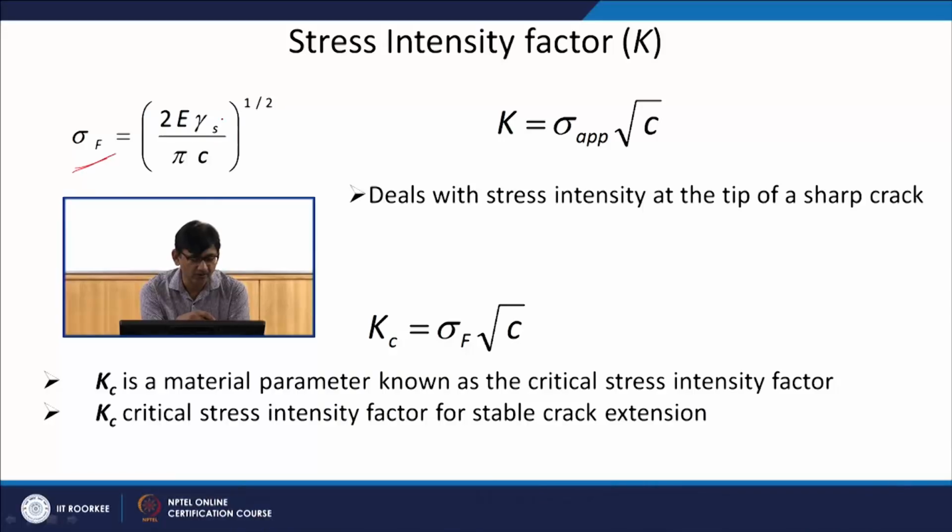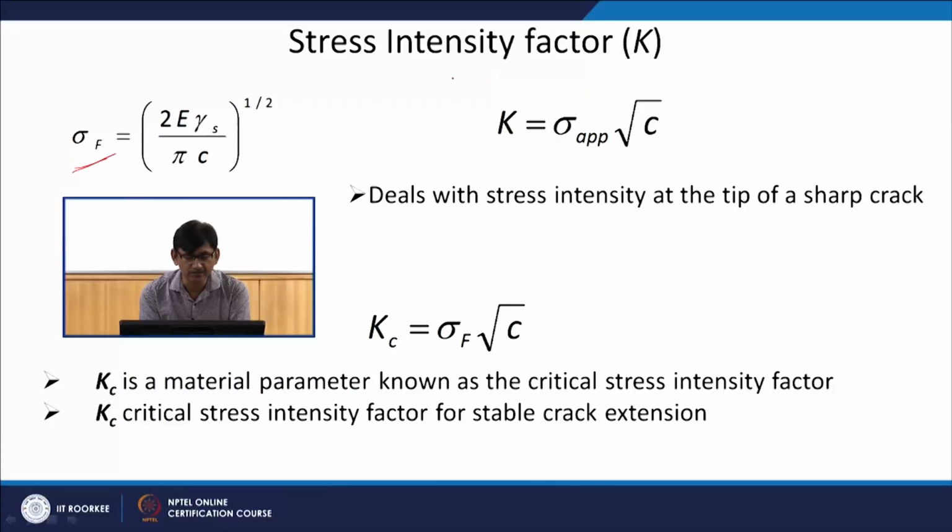Now, the problem with the Griffith equation is that you have a parameter which is the surface energy, gamma s, and it is very difficult to find this in all kinds of material. If you change the composition, these energies will change. So for each material, finding out this energy is always going to be difficult. Instead, another proposed idea is that we can calculate a parameter called the stress intensity factor.